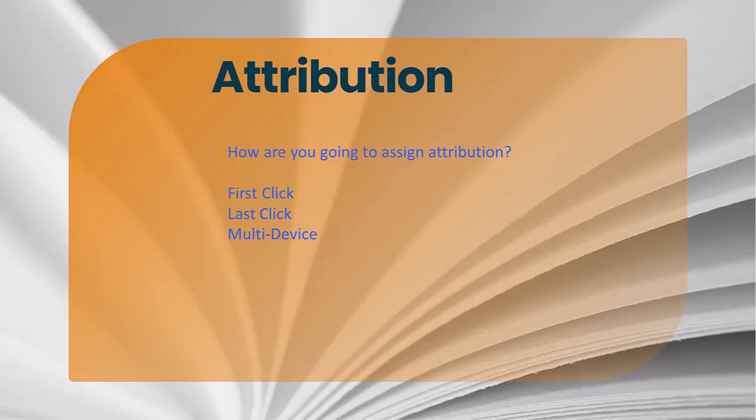And then attribution, how are you going to assign attribution? Is it a first click, last click, multi-device? Is it a time delay? Do you have a certain amount of time that it takes for somebody to convert? Somebody who's purchasing a house or buying a car, they're not going to do that on one web visit. So maybe you need multiple web visits to follow up to get that attribution model working so that you can determine if your advertising and your pay-per-click or your email marketing is working on the attribution.